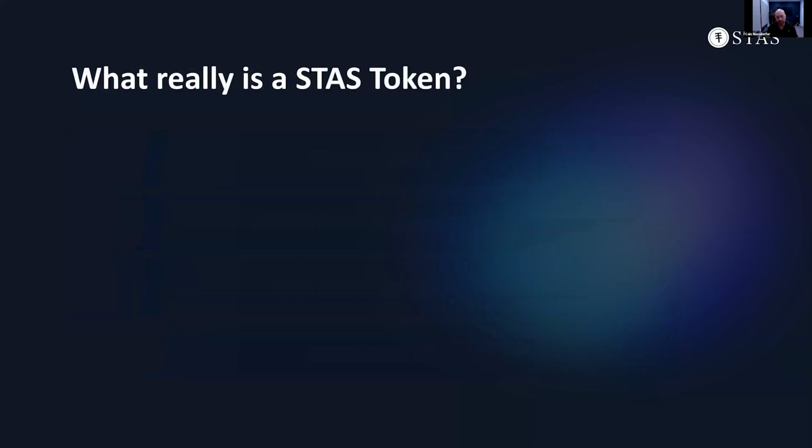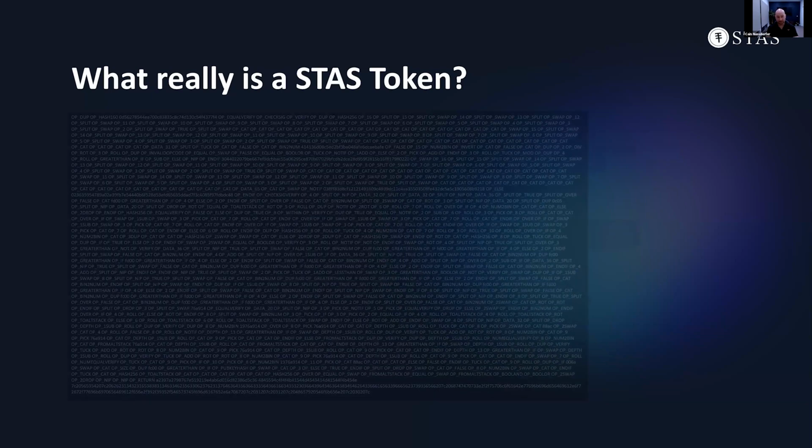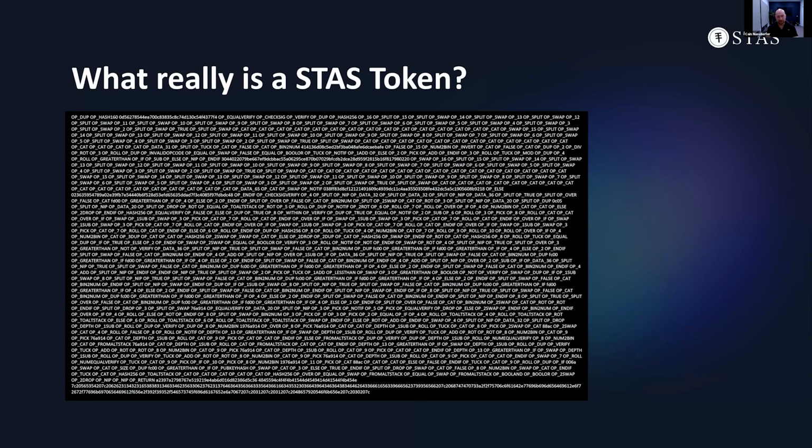I sometimes still get the question today, people ask me, what really is a STAS token? And I think today is where I can really break things down a bit more so people can understand that. Here is an example of a STAS token. If we're looking at this, it looks very scary. It's got a lot of opcodes here. It's written in Bitcoin script, which is an assembly type language, and it's not commonly used in the developer space. But I'll show you what each part is and what is really relevant to developers and even to users.